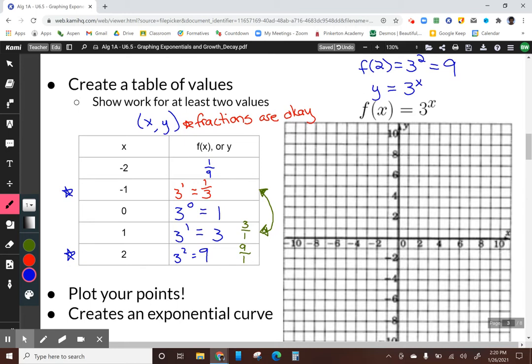So now let's go ahead and plot these points. I'll start with 0. 0, 1 is where my function is going to start. That's my y-intercept, if you want to think about it that way. Then I have 1, 3.